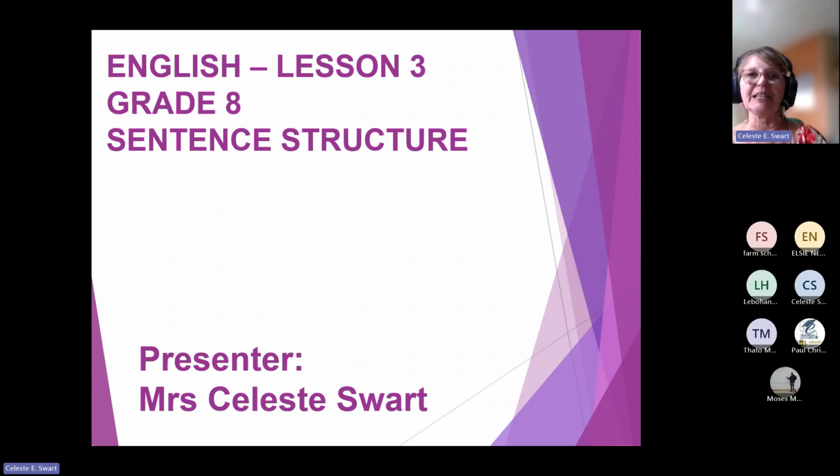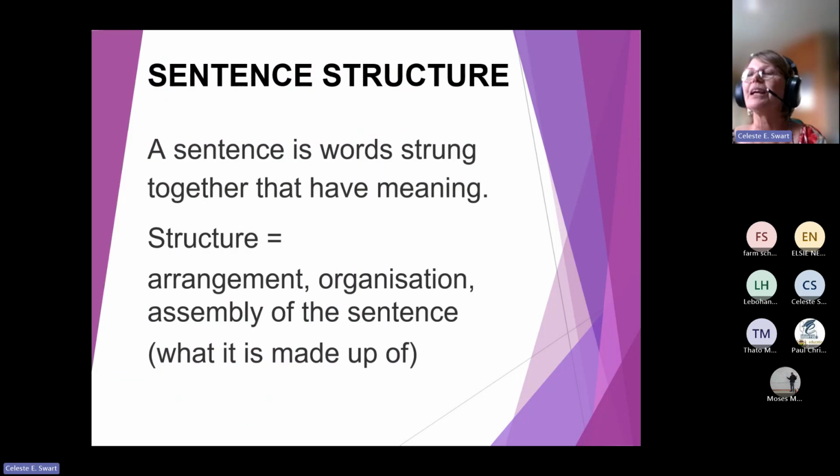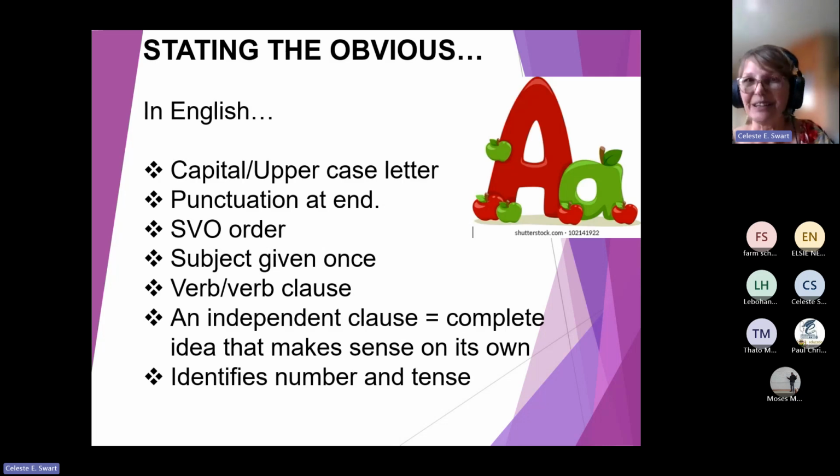So what are we doing today? Today we are going to do lesson 3 for English for grade 8, sentence structure. Now, when you think of sentence structure, you know by now that you have quite a few words strung together, maybe only 2, that have meaning. What does structure mean? Structure is arrangement, organization, or the assembly of the sentence that tells us what it is made of.